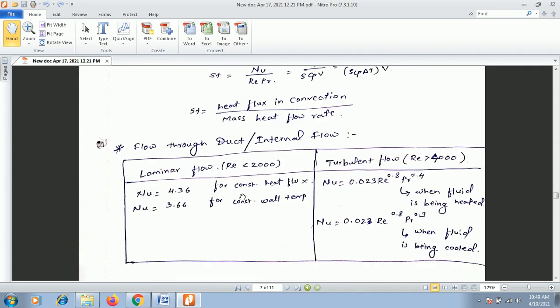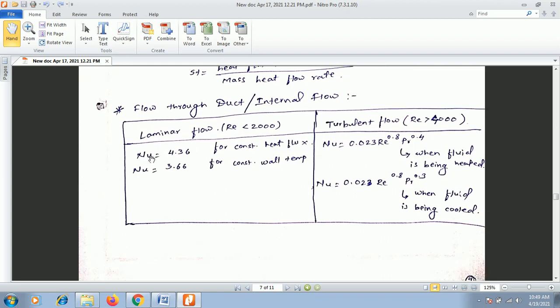Internal flow, the laminar flow: Re is less than 2000, where Re is the Reynolds number. If it is less than 2000, we consider it to be laminar flow. For this, the Nusselt number is given by 4.36 for a constant heat flux, and Nusselt number equal to 3.66 for a constant wall temperature.